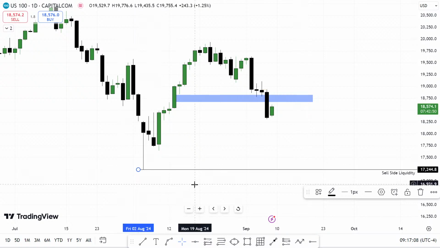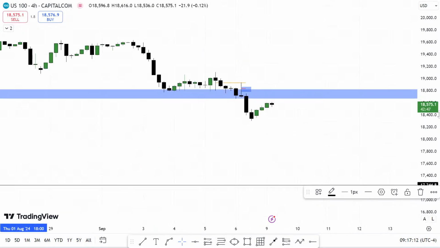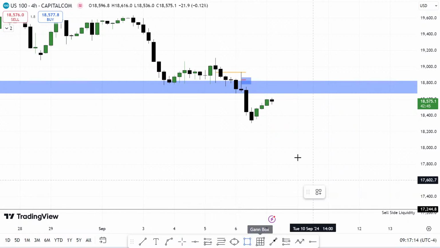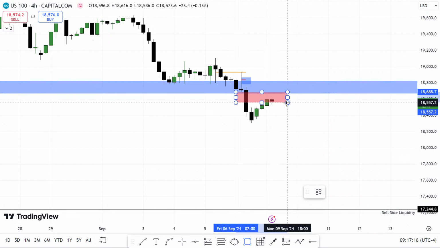So let's see what we have in the 4 hours time frame. So we need something to work with in this session, right? We need something to work with. So this is a bearish 4 hours fair value gap.